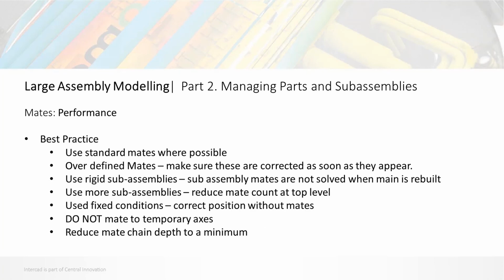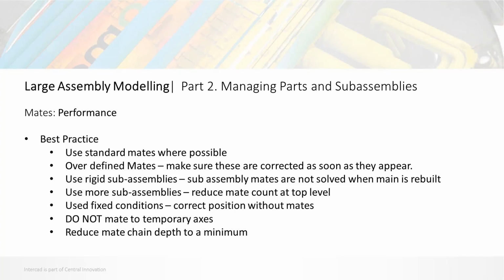So best practices, just to summarise for mate performance, is to use standard mates where possible. If you get over-defining mates, make sure you correct those as soon as they appear. Use rigid sub-assemblies. Sub-assembly mates are not solved when the main is rebuilt. You can test that just by dropping your top level large assembly into a dummy assembly. You shouldn't need any mates to hold that in position. If you use a fixed mate, it should just fix itself there, and you shouldn't need anything to define those positions further. Use more sub-assemblies.